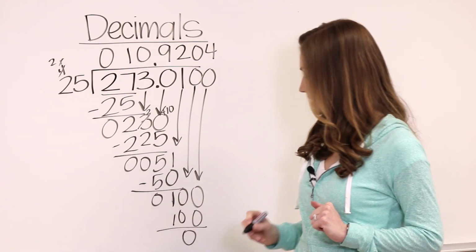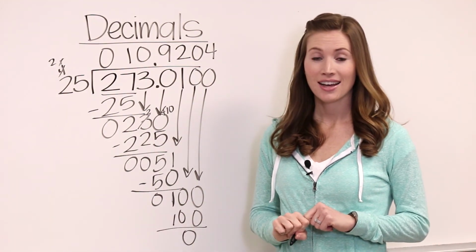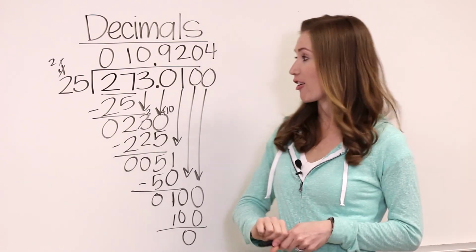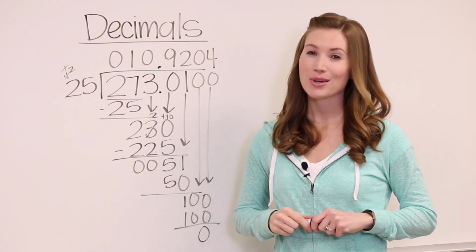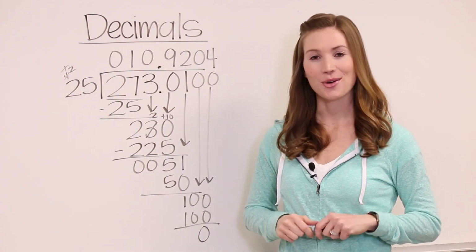And when we subtract, we have 0 remaining. Let's read our final quotient together. 10 and 9,204 10,000ths. Now remember, we always need to check our work. So let's check our work together.